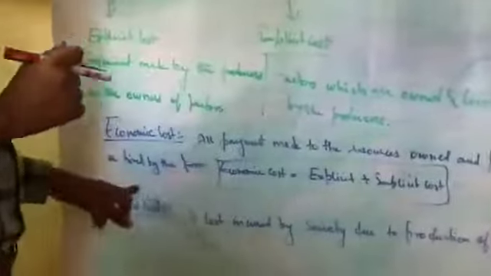Simple. Then we have economic cost. All payments made to the resources owned and purchased by the hired of the firm. So all those expenses which a producer makes to hire the firm is known as economic cost.